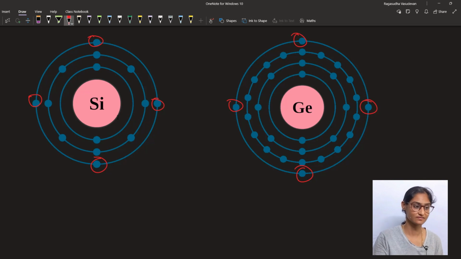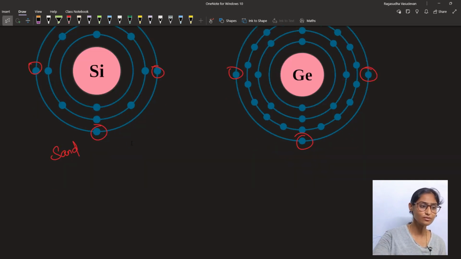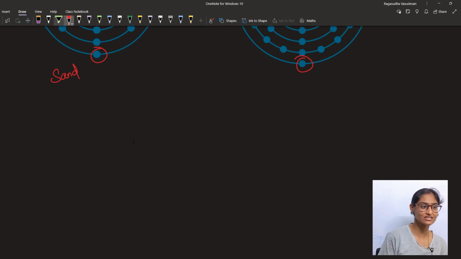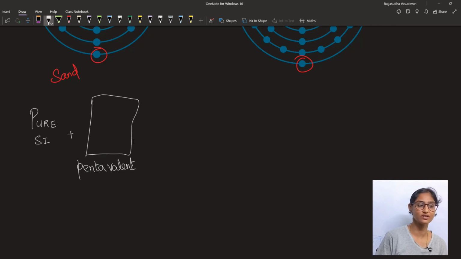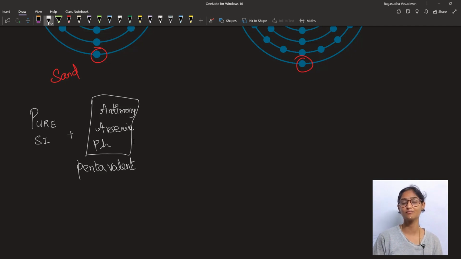Let's see that. Silicon is basically sand. So how can we make sand conduct electricity? We are going to see that. Pure silica is used as a substrate material. Silicon in its pure form is added to some pentavalent impurities like antimony, arsenic and phosphorus. All these three are pentavalent impurities. What is pentavalency?